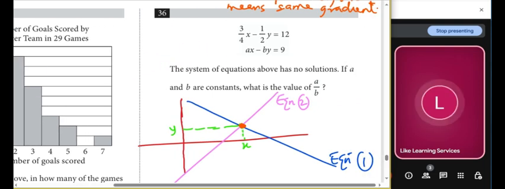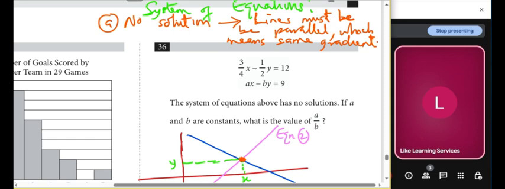All right, so that's basically what you're going to apply here. So no solutions means same gradient. So what do you do? It says the system of equations above has no solutions. If a and b are constants, what's the value of a over b?